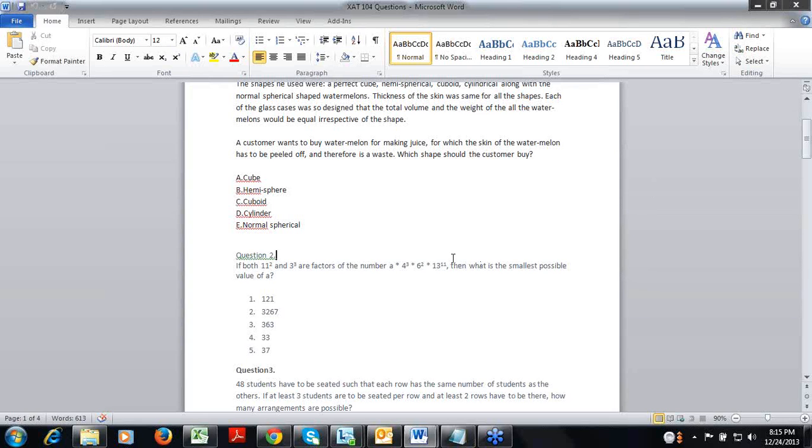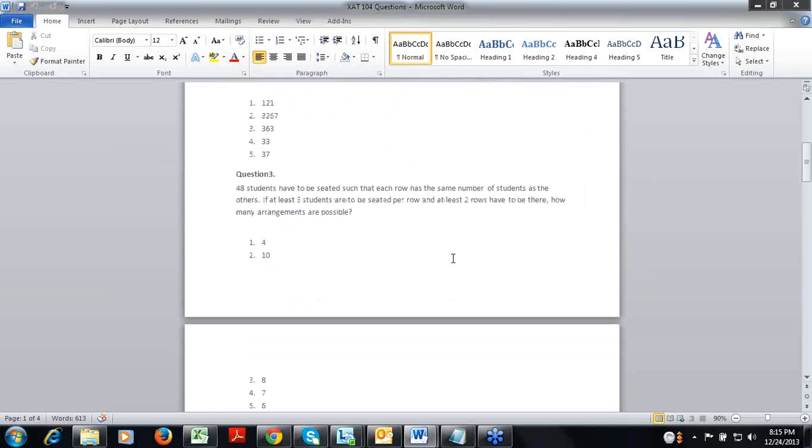Okay, moving on to question number 3. What it says is 48 students have to be seated such that each row has the same number of students as the others. So each row should have an equal number of students, and one more condition is that at least 3 students should be seated per row and at least 2 rows need to be there. So how many arrangements are possible?